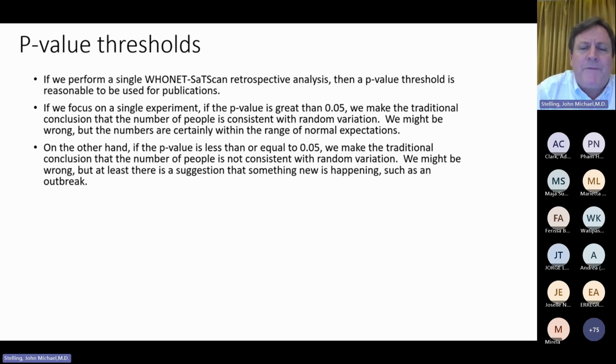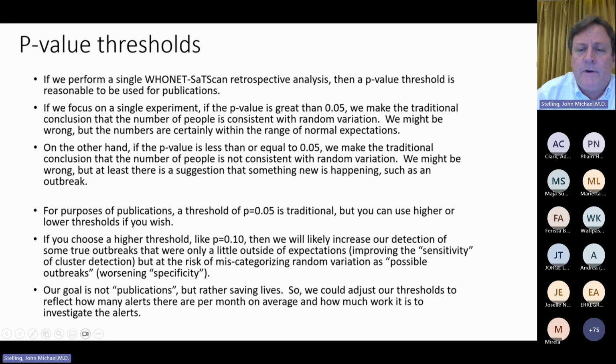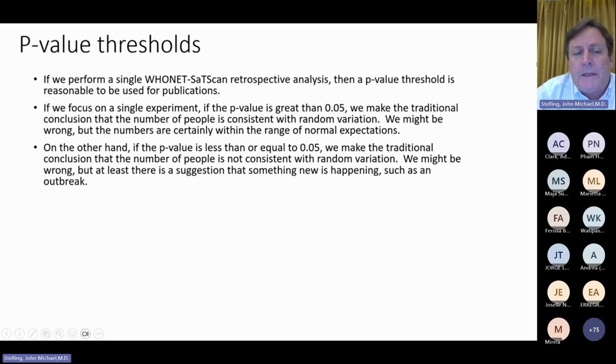The basic message is we're never 100% sure. Something that we say is not an outbreak might be an outbreak. Something that we say is an outbreak might not be an outbreak. It might be a contamination issue, but it also just might be random variation. So if the p-value is less than or equal to 0.05, we make the traditional conclusion that the number of people is not consistent with random variation, but we might be wrong. It might be random variation of an extreme nature.